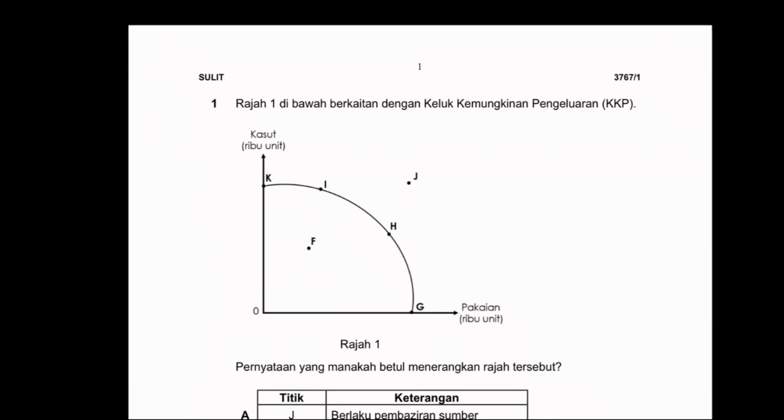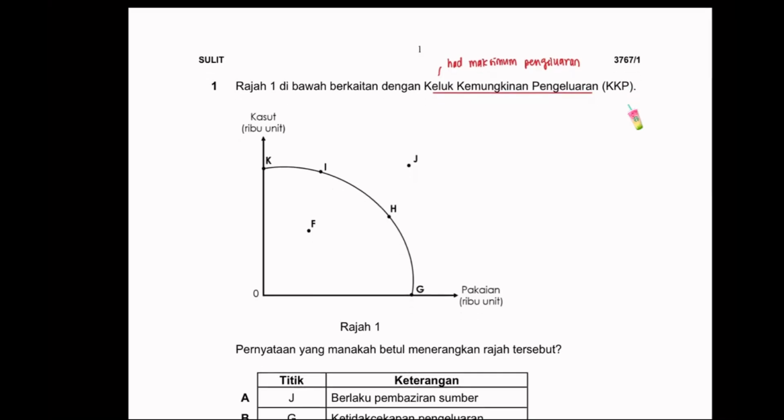Here, Raja satu di bawah berkaitan dengan keluk kemungkinan pengeluaran, KKP. Remember what is KKP? Recap. KKP is actually talking about hak maksimum pengeluaran yang boleh dikeluarkan dengan sumber ekonomi yang tetap, teknologi yang tetap. Limited resources, limited technologies.